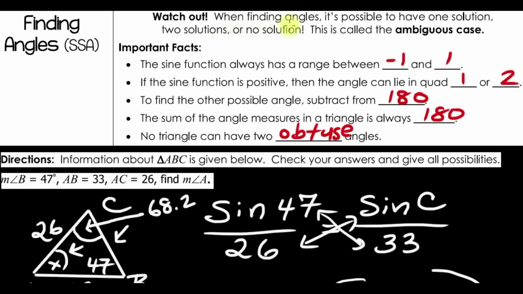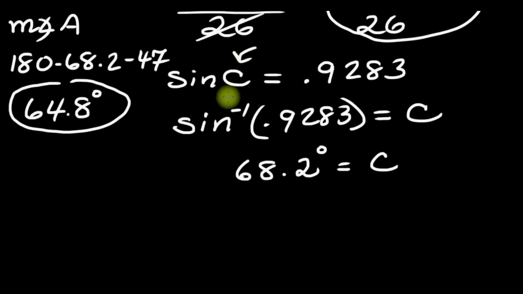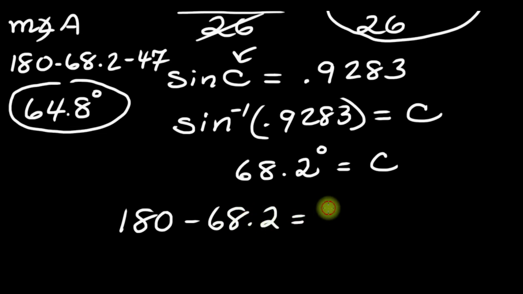Okay, when finding angles, it's possible to have one solution, two solutions, or no solution. Okay, so we need to check to see if there is another possible solution for this given triangle. So what we need to do is minus 68.2 from 180. So if I take 180 minus 68.2, I'm going to get 111.8 degrees.